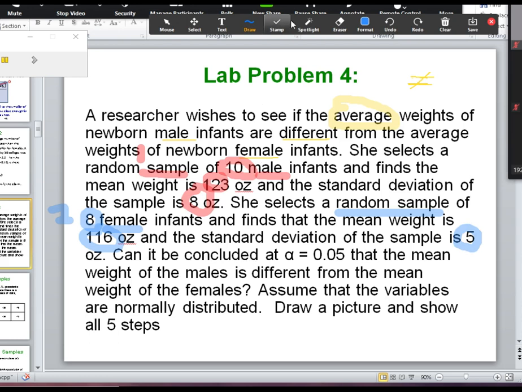And again, my claim is that they are different. That's what I'm claiming. So that means not equal to. Okay, so remember my n's, this is my n1, 10. My other n is 8. For degrees of freedom, you're going to use the smaller n, minus 1 for that one.